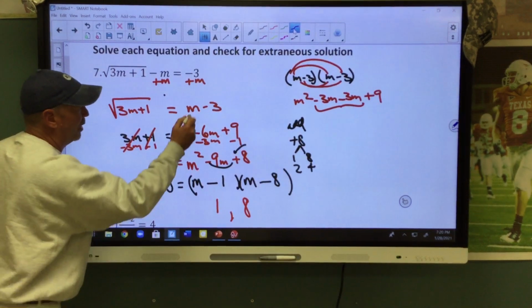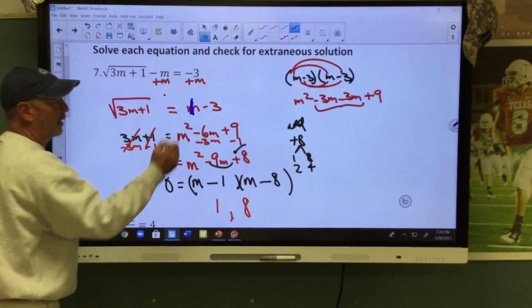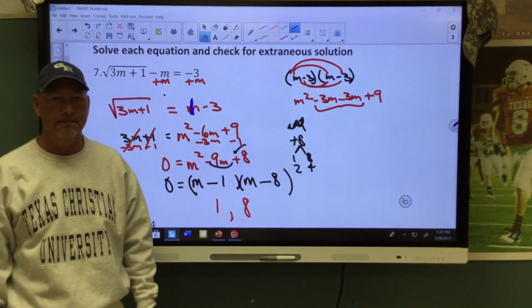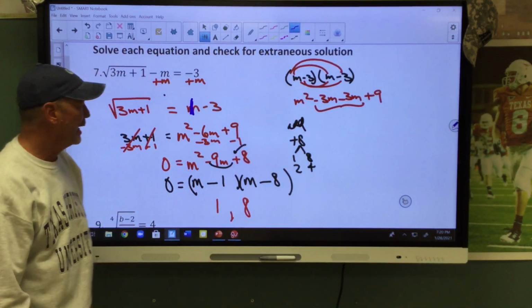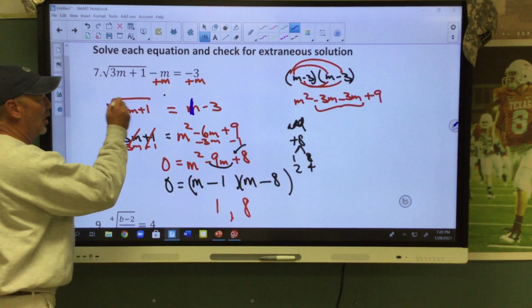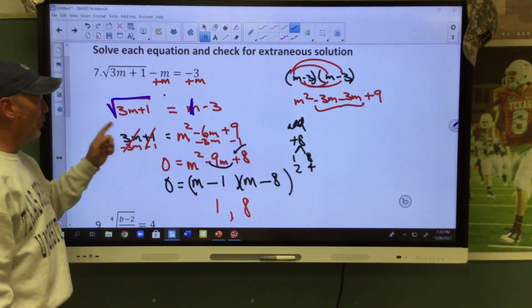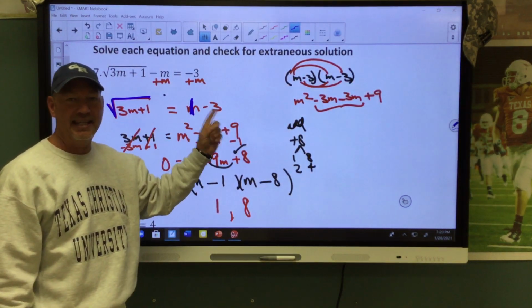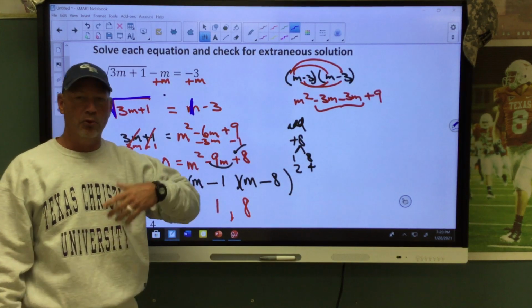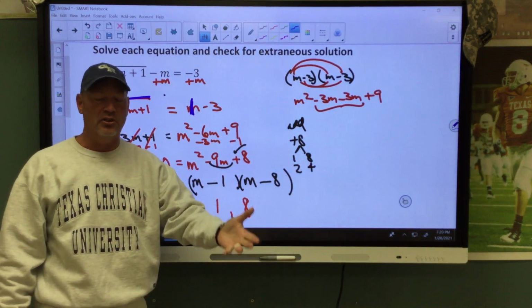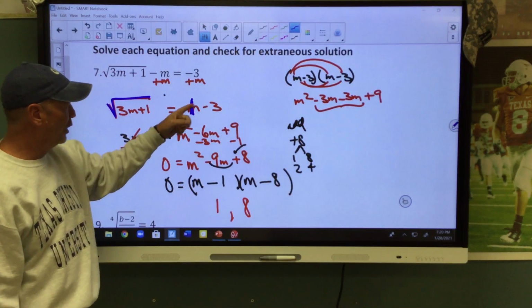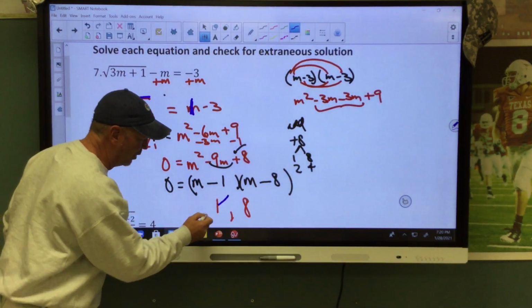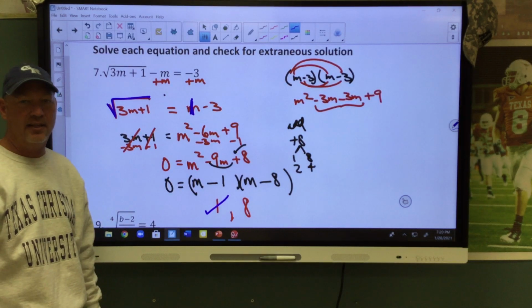Because if I substitute my 1, and I put my 1 right there, what is 1 minus 3? 1 minus 3 is a negative 2. And in our rules, we cannot have a square root that equals a negative number. Remember the rules we did in the earlier video, and your teachers have taught you? All right, your radical, your square root cannot equal a negative number. That will kill that 1 as an answer.